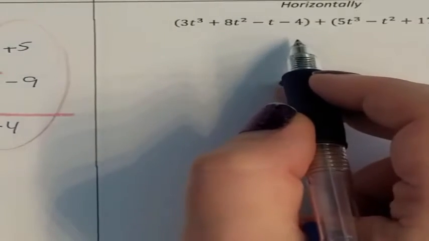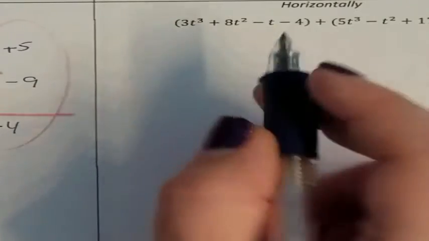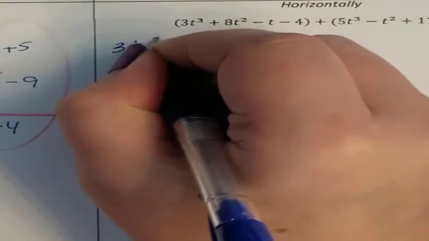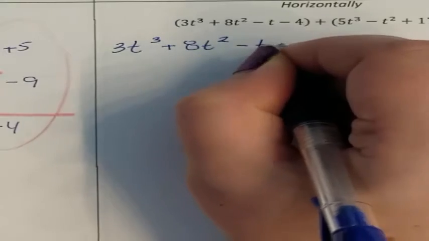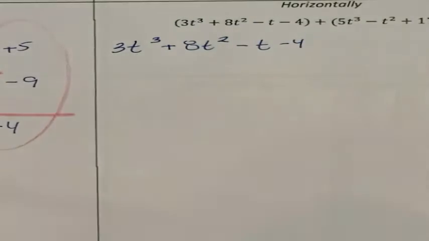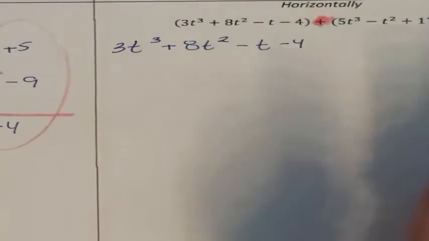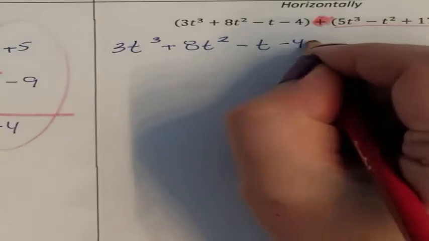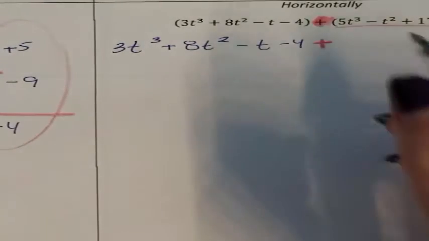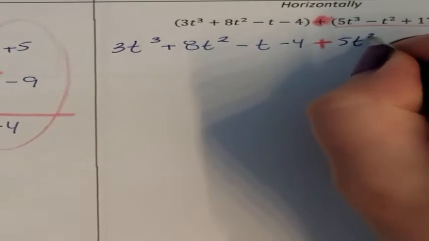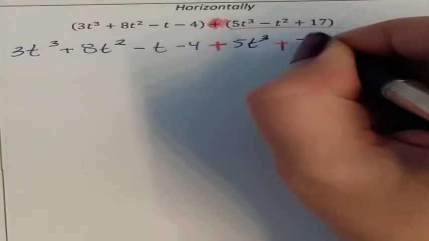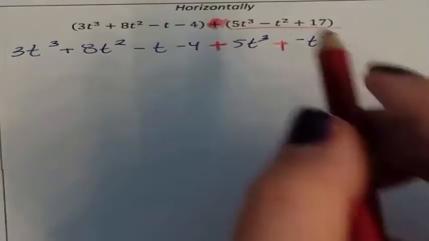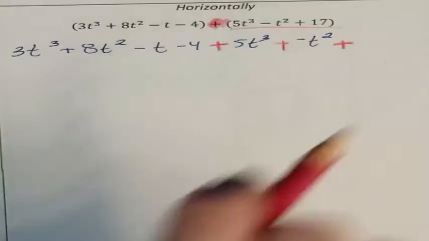Now let's solve one horizontally. This is what we started off with. You had a 3t to the third plus 8t squared minus t minus 4. I now need to go through and add everybody in here. So I'm adding this 5t to the third. I am adding this minus t squared, and now I'm adding this positive 17.